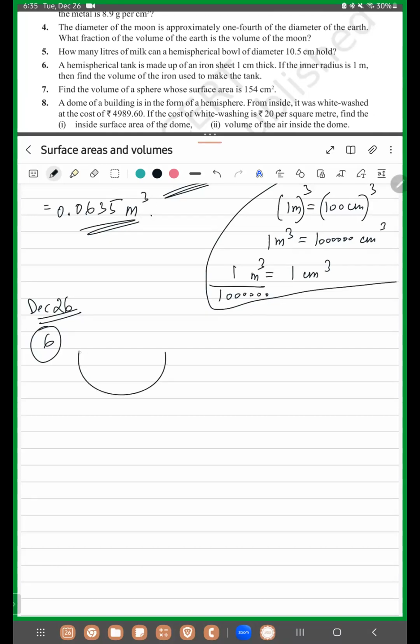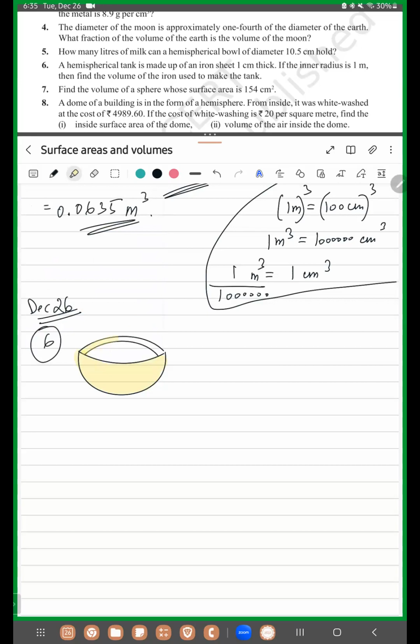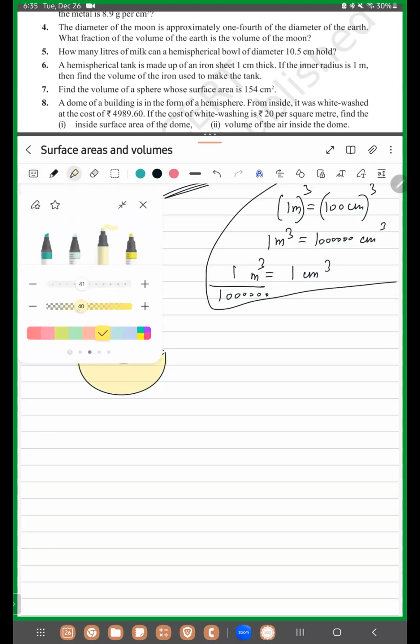Why I'm taking a soup bowl is because it is a little thicker than your regular glass bowls. So it is in the shape of a hemisphere and it is a little thick. There's some thickness. Now, that material that you are using to make that bowl, you need to find the volume of that material, meaning how much material have you used to make that bowl. That is the question here.